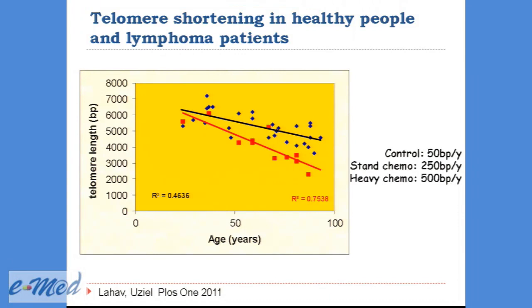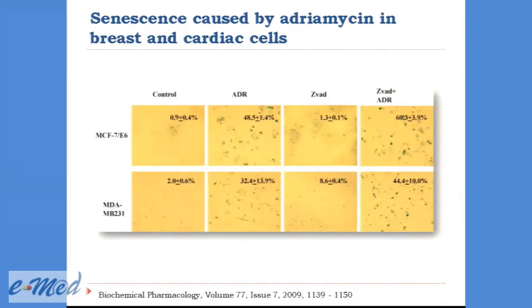Because of time constraints, I cannot show you more data, but we and other groups show that practically all cytotoxic agents, the new tyrosine kinase inhibitors, and other targeted therapies result in telomere shortening. So we have a universal response, a universal effect of chemotherapy. And is it true for cardiac cells?